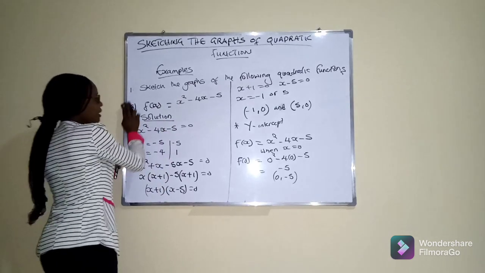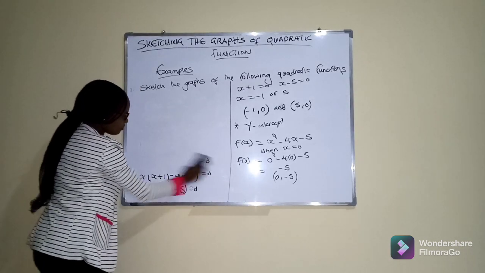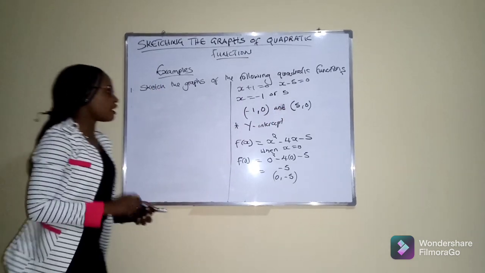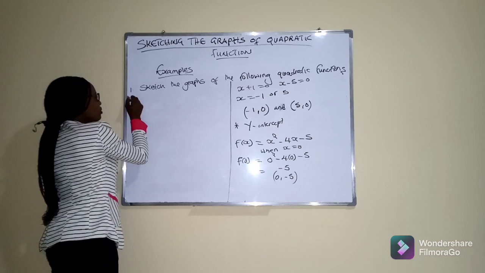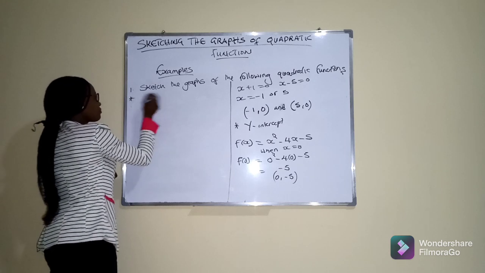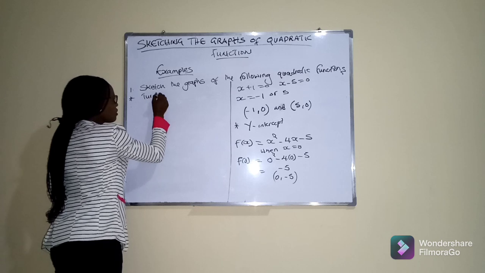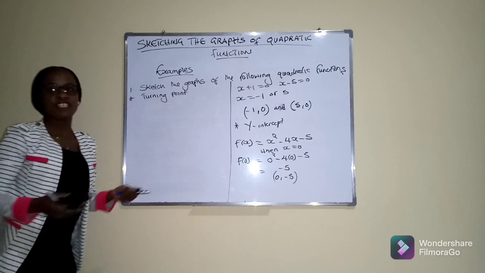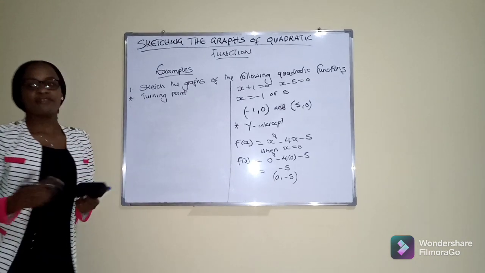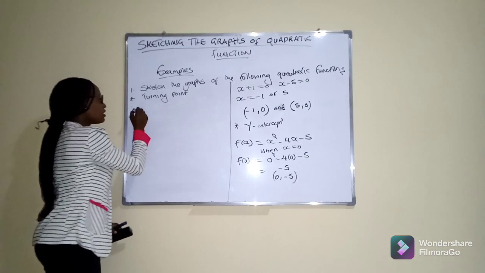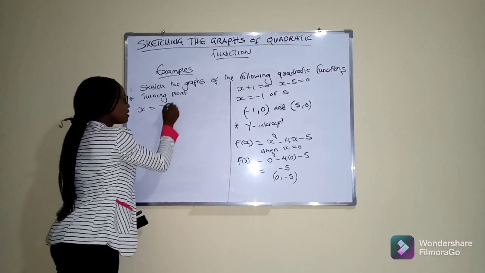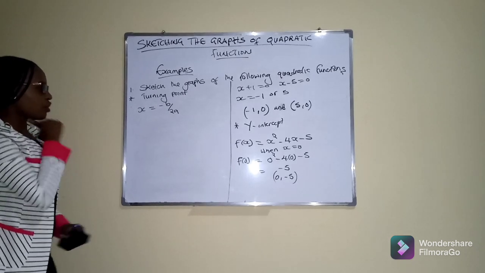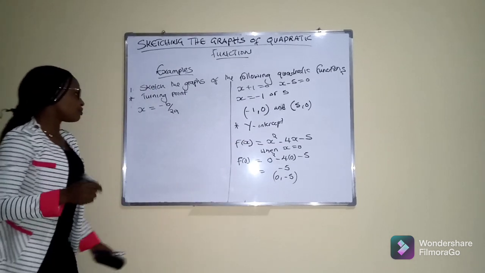So here we can now say turning points. We want to find the turning point. By finding this turning point, we'll find the value of x, which is given by negative b over 2a. Okay, so we still have the equation there, so we're still good to go.